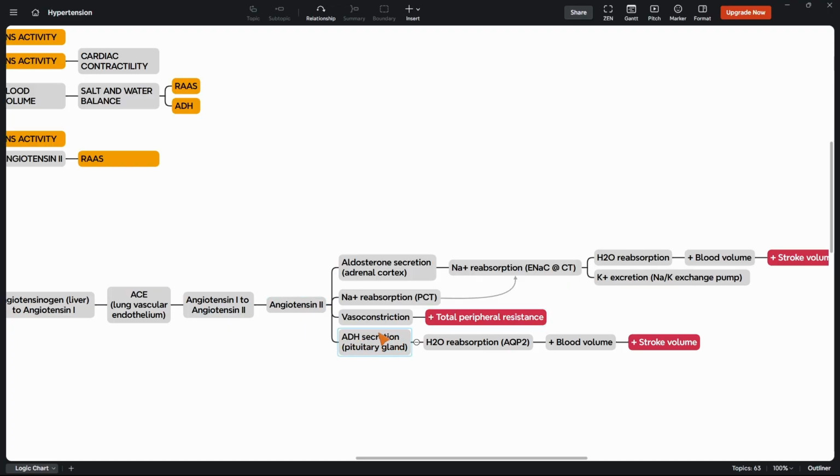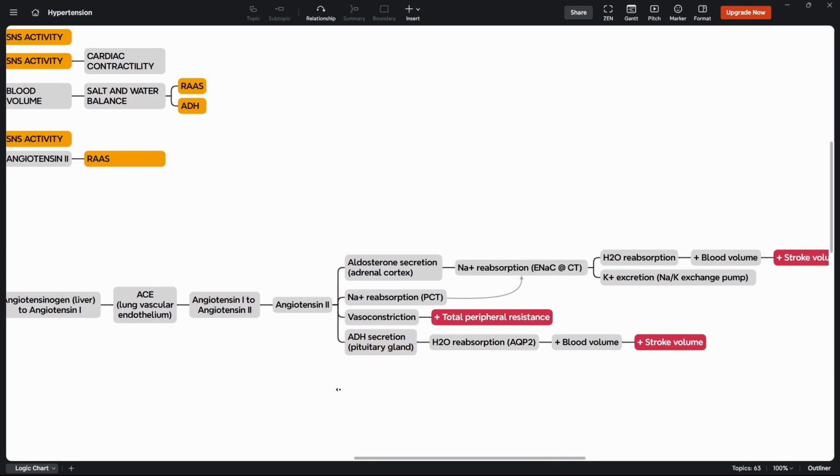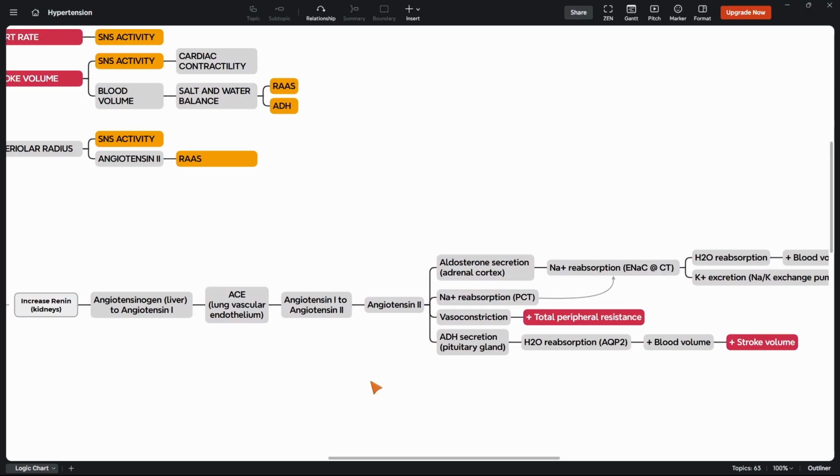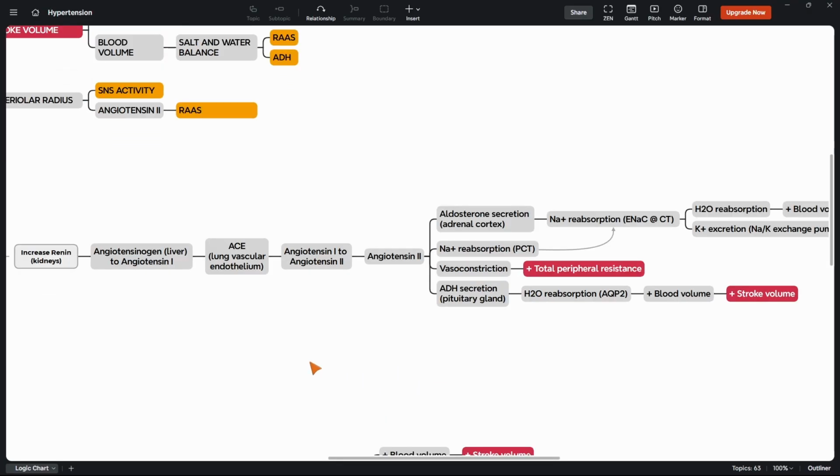It also stimulates the release of ADH from the pituitary gland, which causes water to be reabsorbed by increasing the amount of aquaporin 2 channels in the collecting duct, and that also increases blood volume and stroke volume. Antidiuretic hormone is also known as vasopressin, but it only really exerts an effect on total peripheral resistance at very high amounts of ADH being secreted.